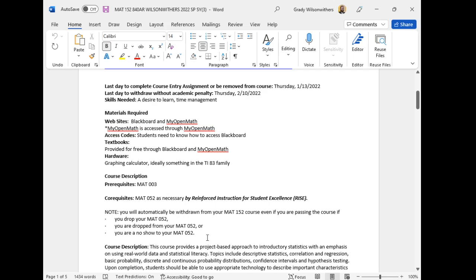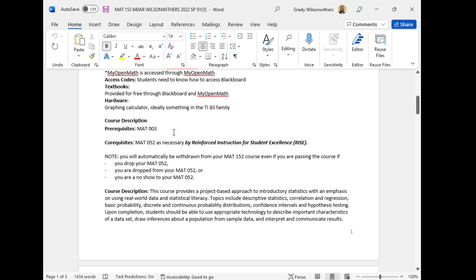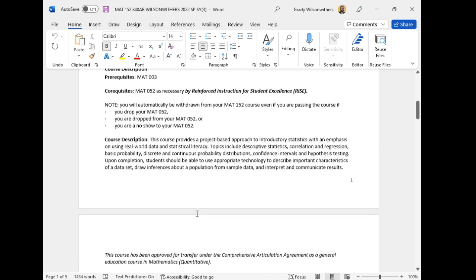The prereq is listed as Math 003. If you're in the course, you've met the prereq. Many of you are in the co-rec class. The co-rec class is a good thing. I just want to emphasize, if you drop the co-rec or you are withdrawn from the co-rec, I have to withdraw you. So please do what you need to do to keep up with the co-rec.